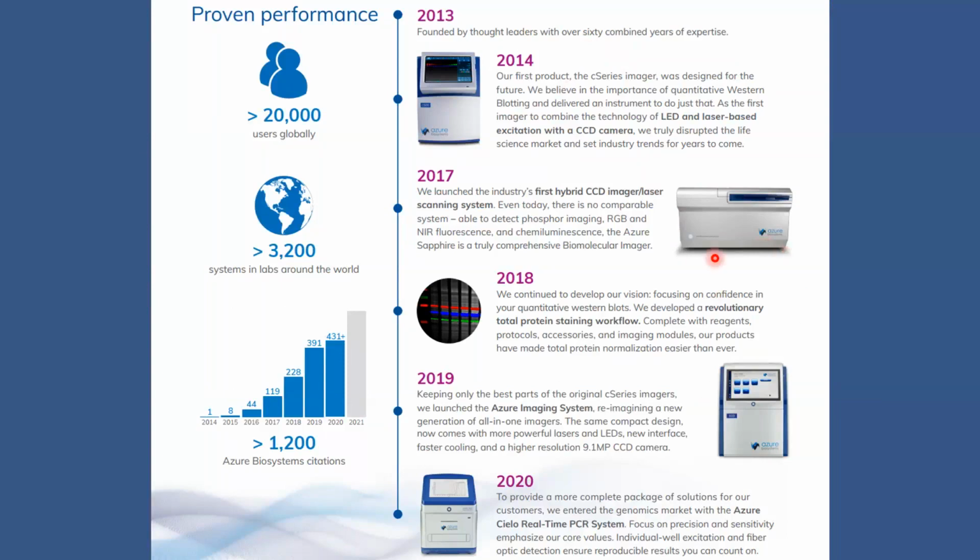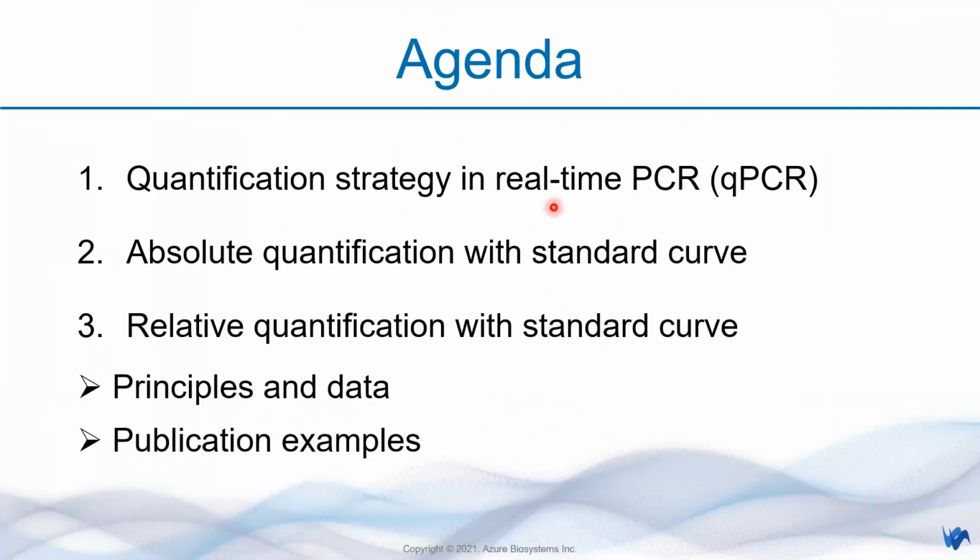So at the moment, Azure System, we have a few key instruments over here. The first thing is we have Sapphire Biomolecular Imager, which is the industry's first hybrid CCD imager and laser sequencing system. And another one is Azure Imaging System, which we focus on Western blot imaging. And today, our highlight will be on Cielo Real-Time PCR system, which we launched last year to enter into the genomic market.